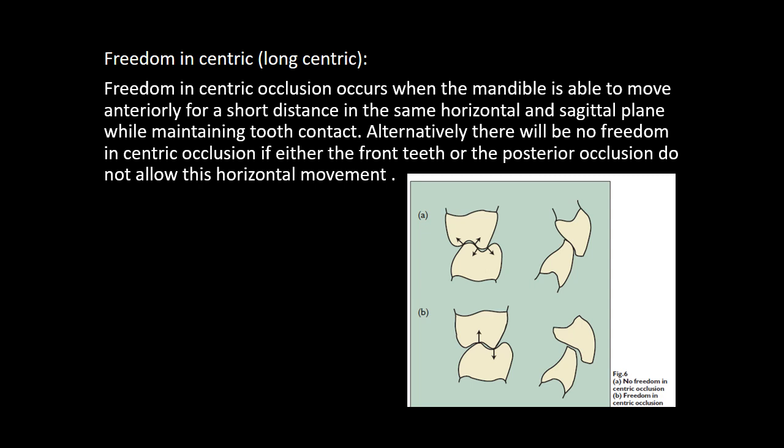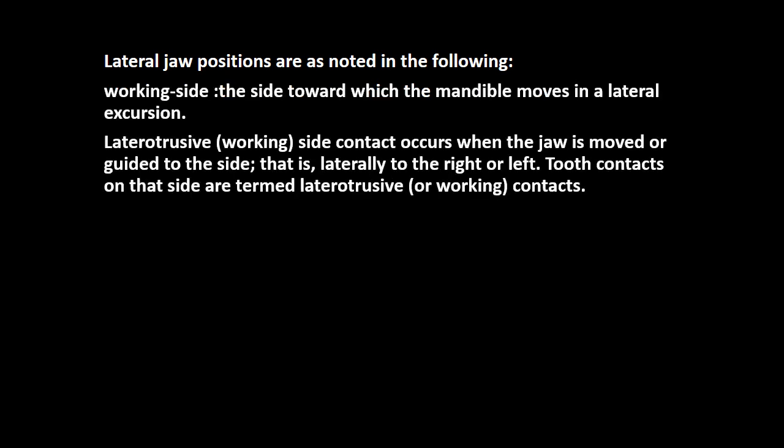A tight occlusion, or no freedom eccentric, mostly occurs in patients with a class 2 division 2 mild occlusion. Another definition regarding the lateral jaw position is as follows. We have the working side and the non-working side, or the balancing side. The working side is the side toward which the mandible moves in a lateral excursion. Say that I move my mandible to the right side, so the right side will be the working side and the other side will be the non-working side.